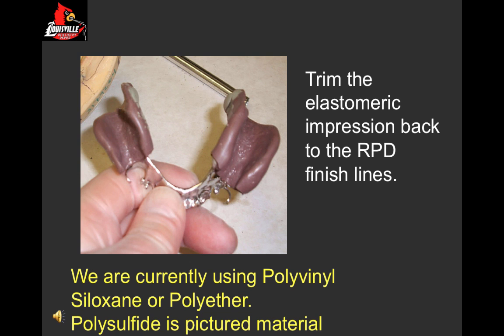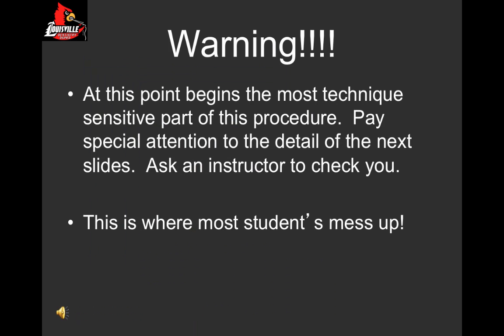At this point, take a Bard-Parker blade in one of the red handles and trim the polysulfide back to the RPD internal finish lines. Warning: at this point begins the most technique-sensitive part of this procedure.